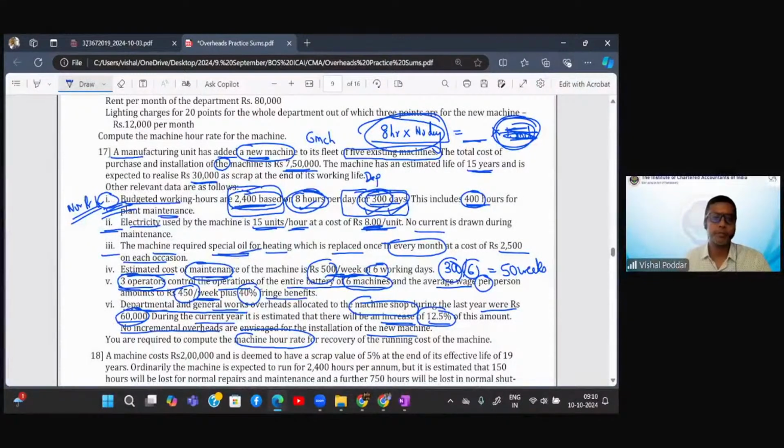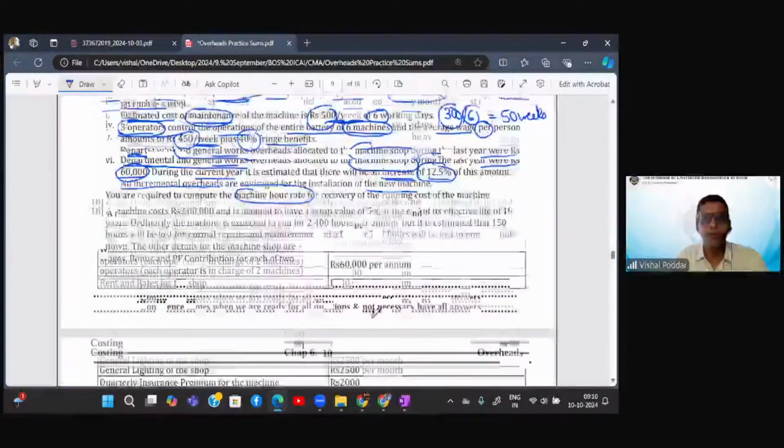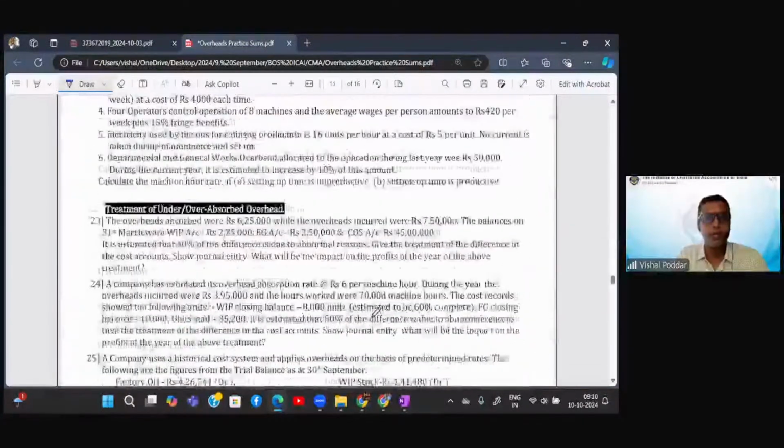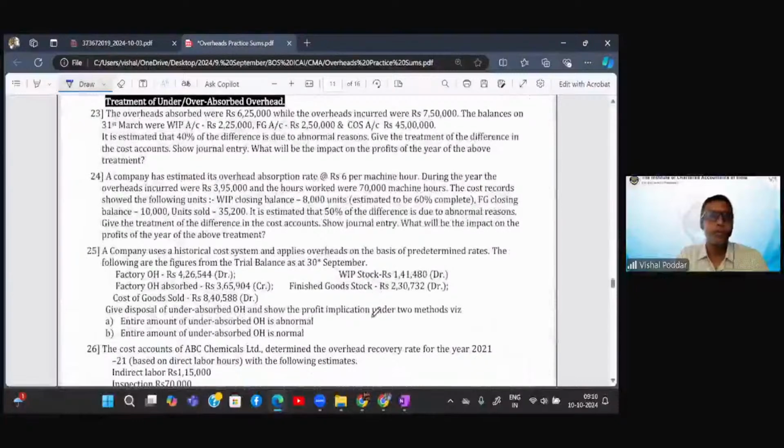Fine. Super. So this is the machine hour rate. You have similar type of sums in this. Now let me take you to the last part, treatment of under over absorption, and then if time permits, we'll take your specific doubts, or else we'll take it in the next class. Not a problem, even though the subject is changed, chapter is changing, I'll take your doubts in the next class.